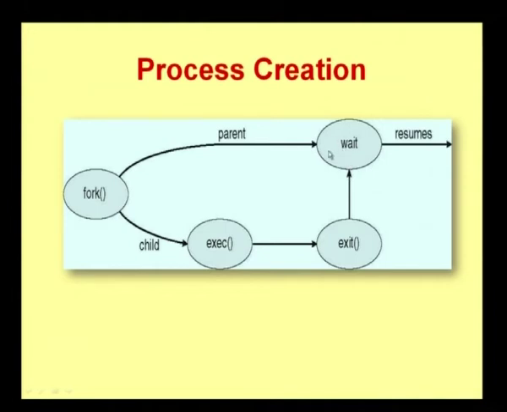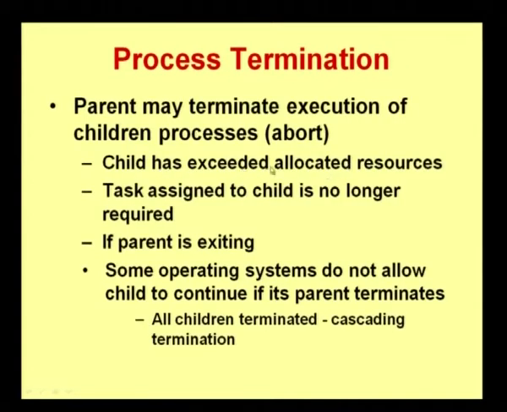Here the parent has every right to terminate the child process execution, because it has executed, come to an exit state, and this has been informed to the parent, and the parent kills the child's execution. Other reasons are that the child has exceeded the allocated resources, or the task assigned to the child is no longer required. If the parent has completed its execution, the parent will also exit.